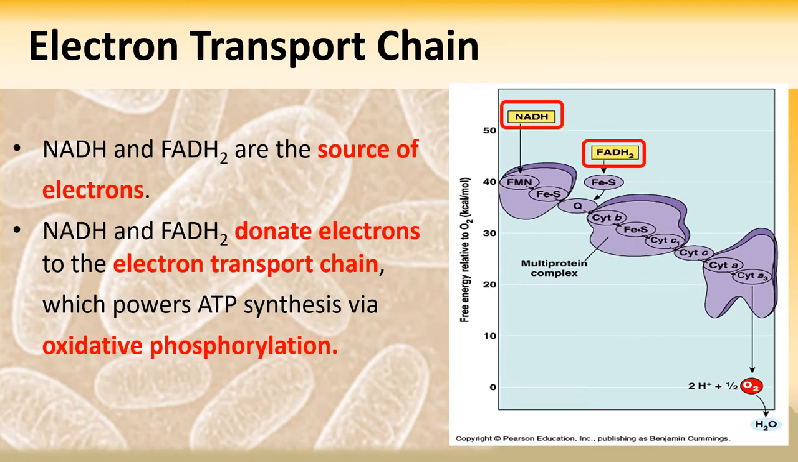The NADH and FADH2 molecules formed during the first three stages of aerobic cellular respiration contain a pair of high energy electrons. This means that NADH and FADH2 are the source of electrons. NADH and FADH2 donate electrons to the electron transport chain, which powers ATP synthesis via oxidative phosphorylation. Electrons from NADH and FADH2 move from the less electronegative electron carrier to the more electronegative electron carrier down the ETC chain.